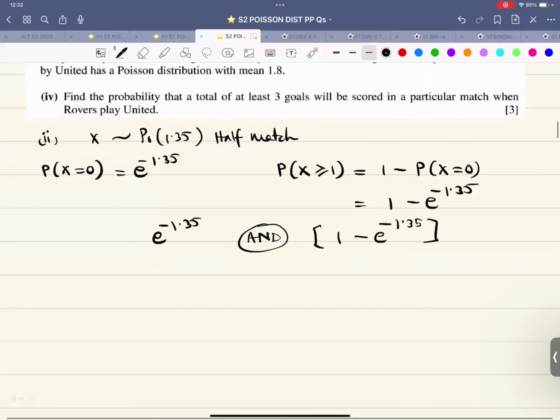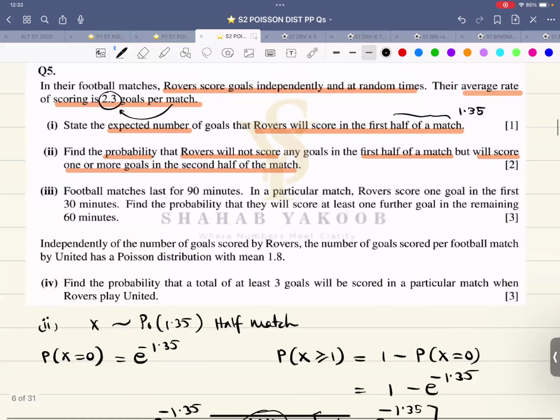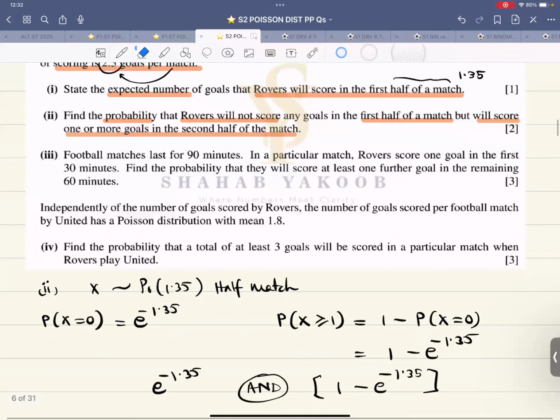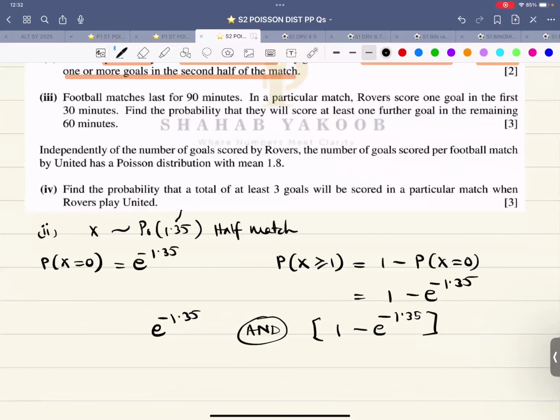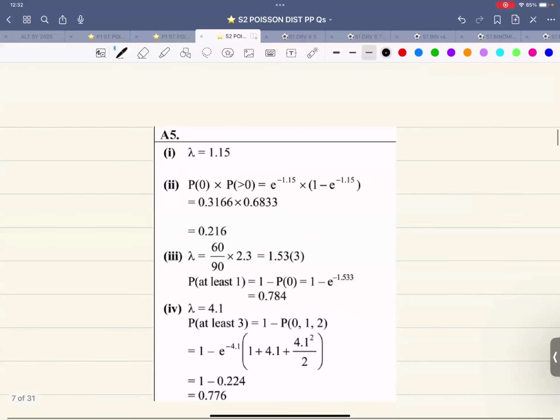The first one, it's not 1.35, it's 2.3 divided by 2, which is 1.15. My bad, a small mistake over here. So this is 1.15, and it's 1.15 over here, and everywhere else. So small arithmetic mistake. So 1.15 throughout. Okay. So this thing is done, the first thing.